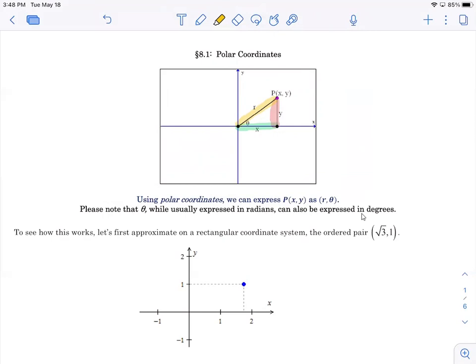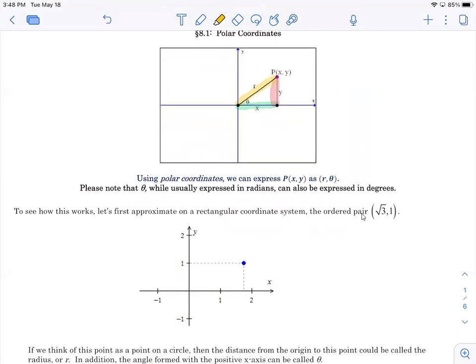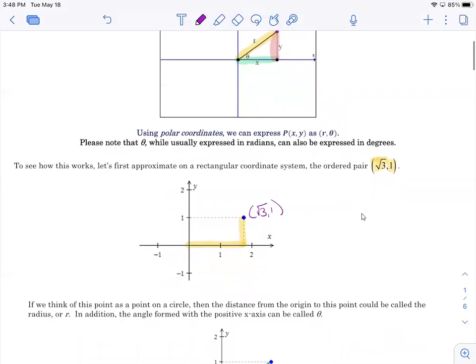Now, what we know before we get into polar coordinates is that if we're given an ordered pair, like this one, root 3, 1, that would tell us to go out root 3 to the right and then go up 1 unit. And that gives us this coordinate root 3, comma 1. Well, if we think of this point as a point on a circle, so let's see if I can do my circle justice. Not too bad.